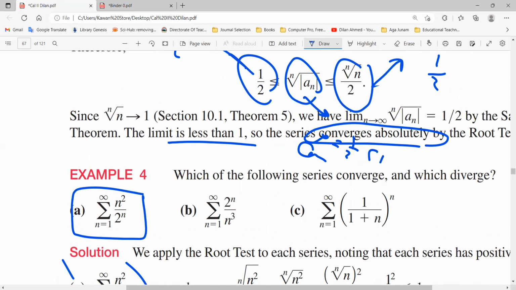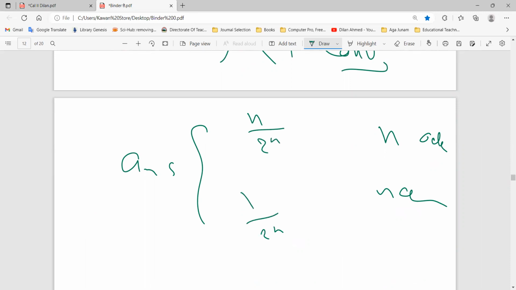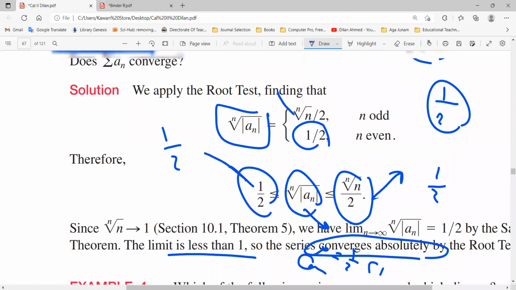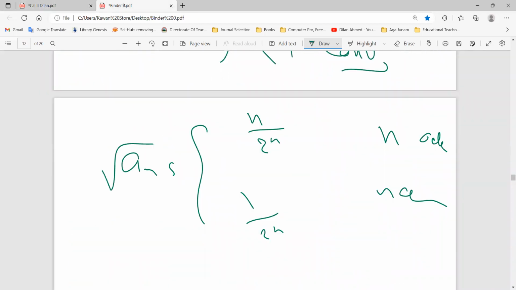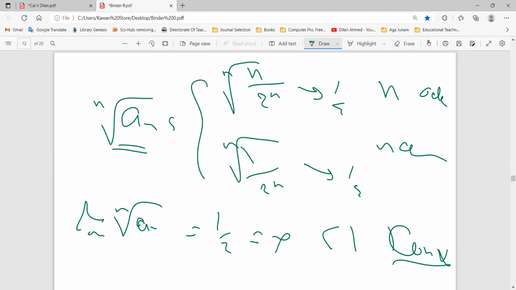You got it or not? Maybe you got something, maybe. So the difference between that example and the previous one is that we have n odd and n even. Here we have another function, and there we have another function. Okay? And we are going to use the nth root. I know in both cases I'll get 1 over 2. So I can see the nth root of a_n that I have here is equal to 1 over 2, rho less than 1, and it converges.